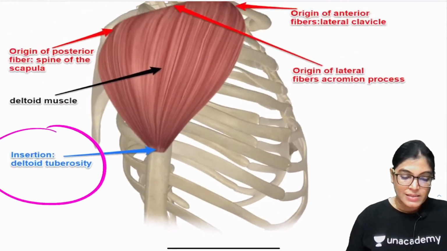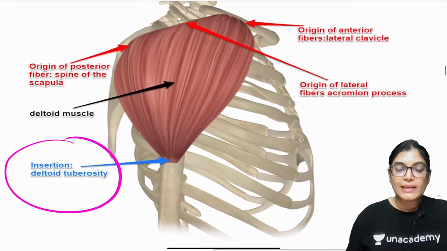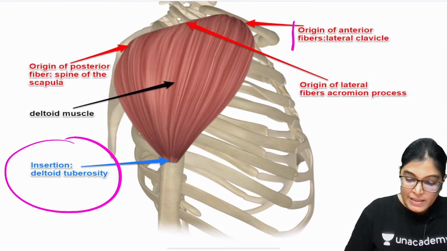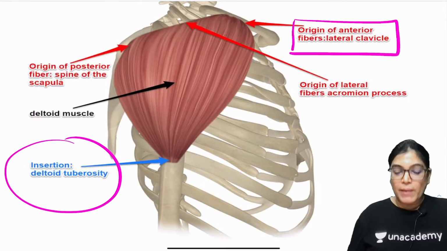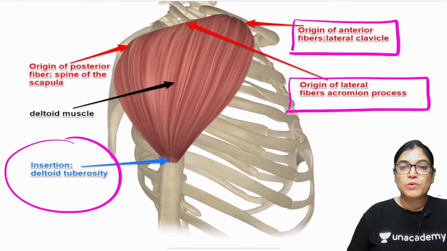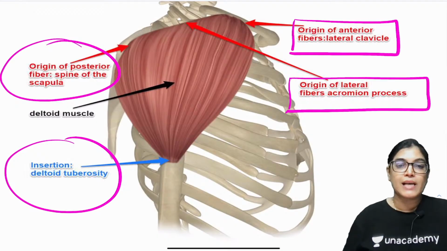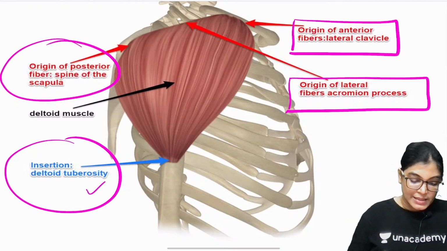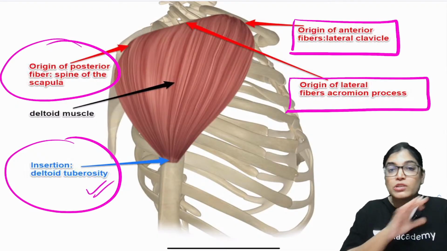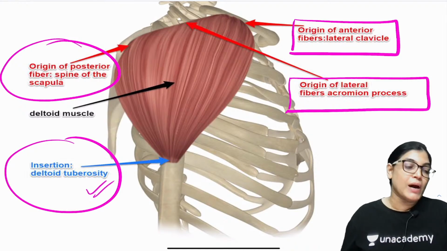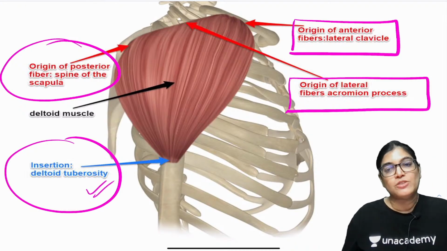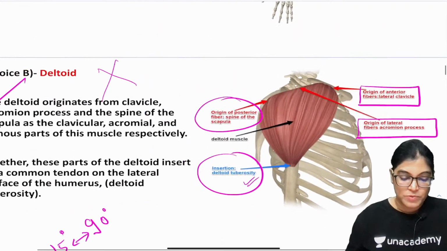If I highlight this diagram, you can clearly see the origin of the muscle is from the lateral part of the clavicle, from the acromial process and from the spine of the scapula. Together these fibers insert into the deltoid tuberosity. There is no chance that this bulky muscle is getting compressed below the acromial process. So this is the wrong option.